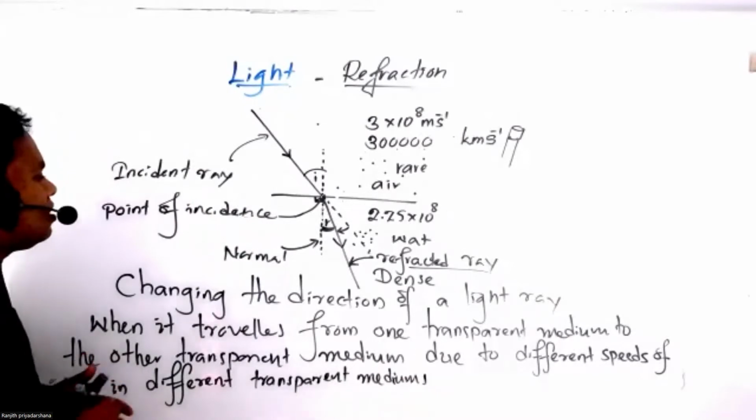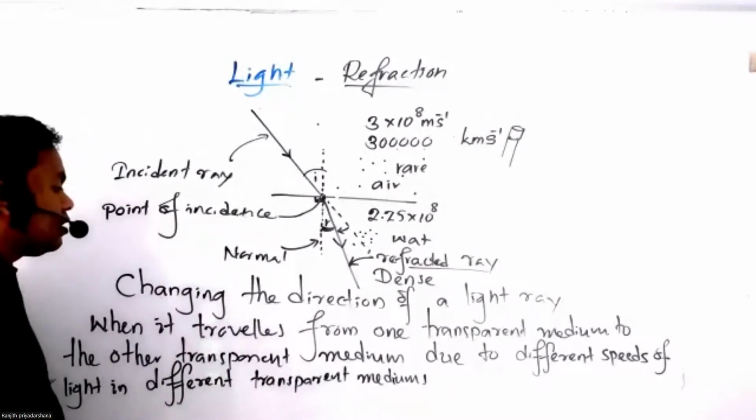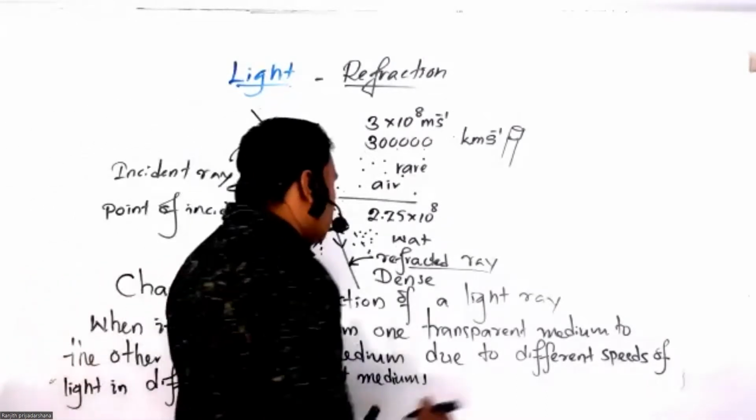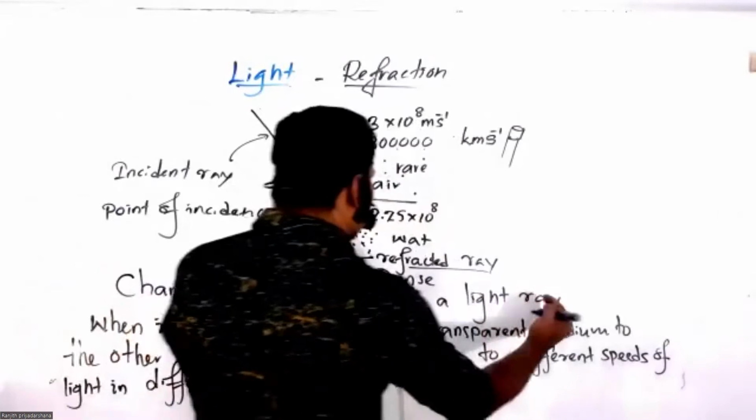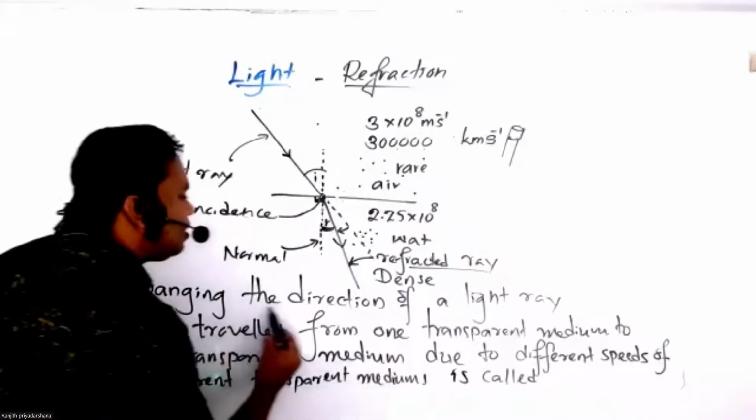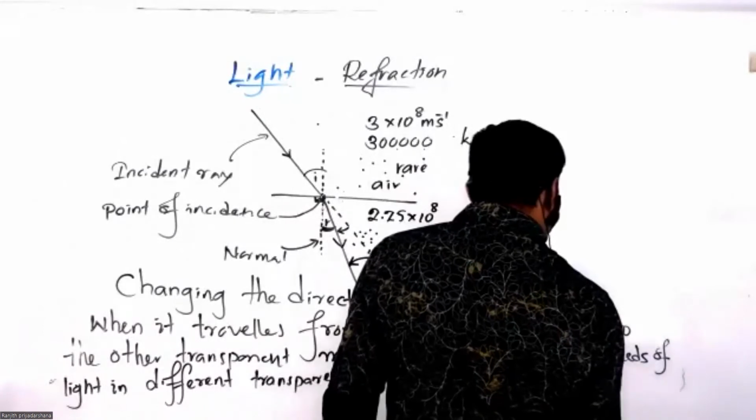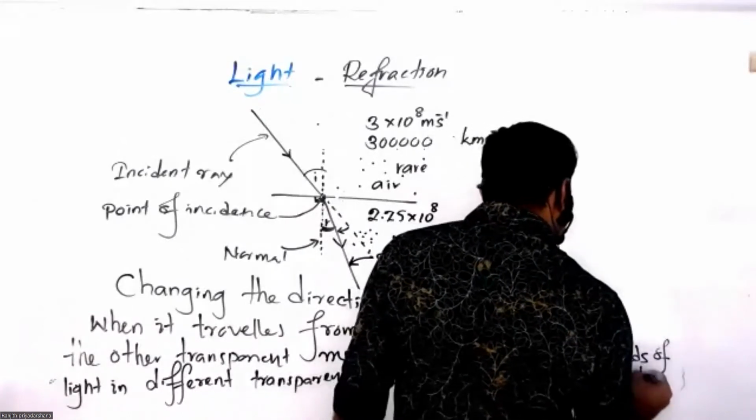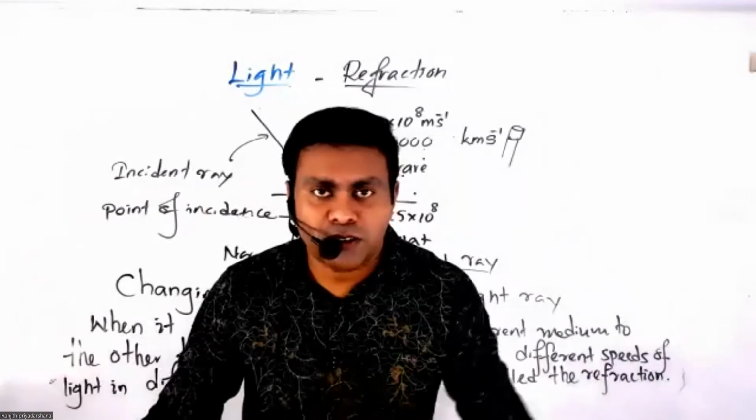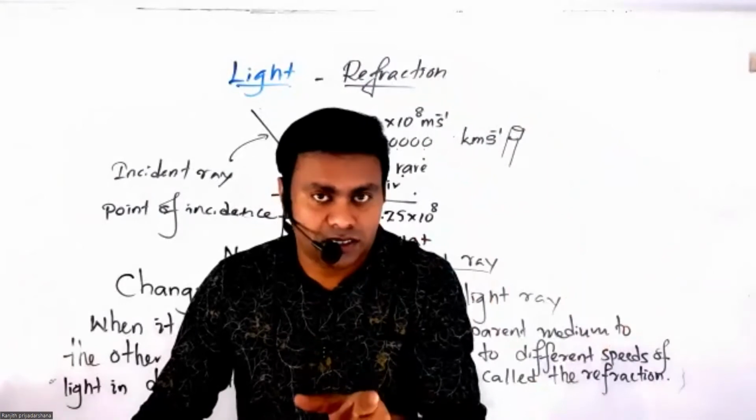Changing the direction of a light ray when it travels from one transparent medium to another transparent medium due to different speeds of light in different transparent mediums is called refraction. Changing the direction of a light ray is called refraction.